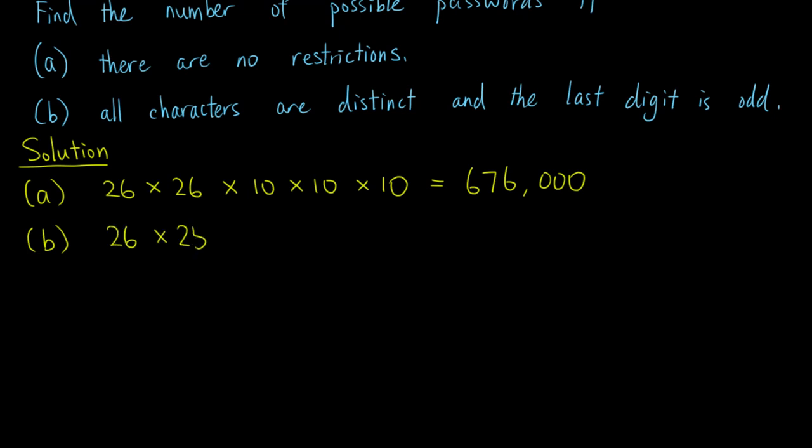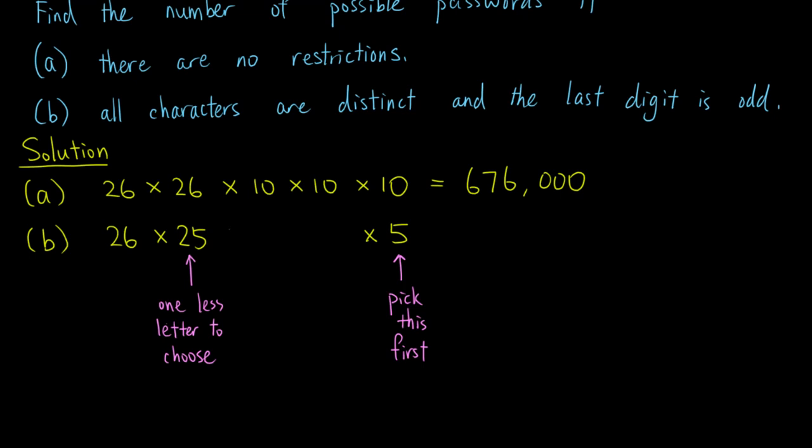For part B, since all characters are distinct, after picking the first letter, where there are 26 of them, we have one less letter to choose from for the second letter, so the number of choices for the second letter is 25. As for the digits, since we require that the last digit is odd, we need to choose the last digit first. Since there are 5 odd digits, namely 1, 3, 5, 7, and 9, there are 5 choices for the last digit.